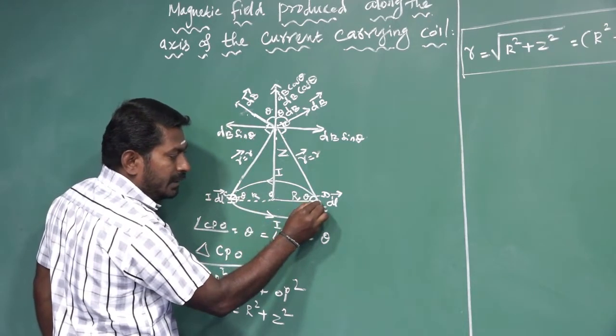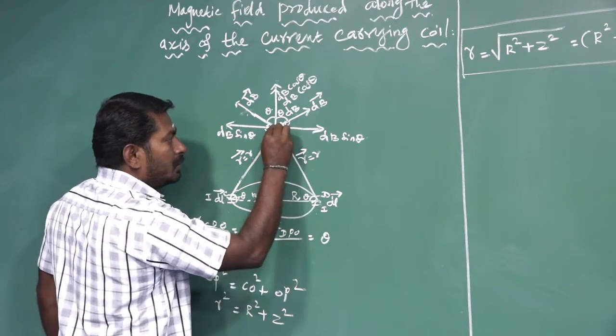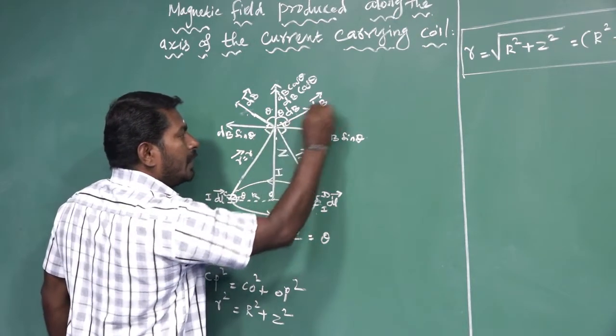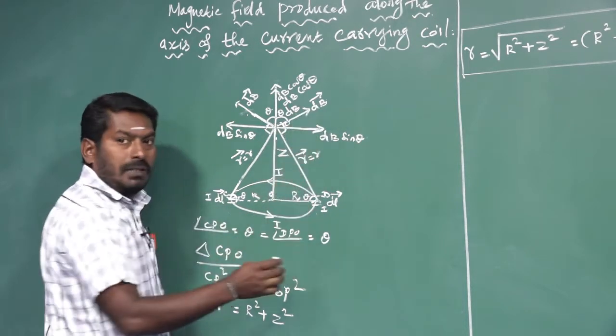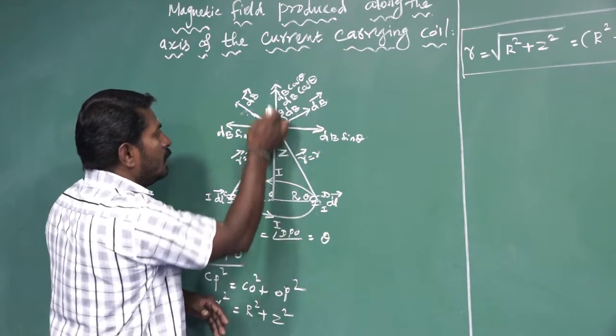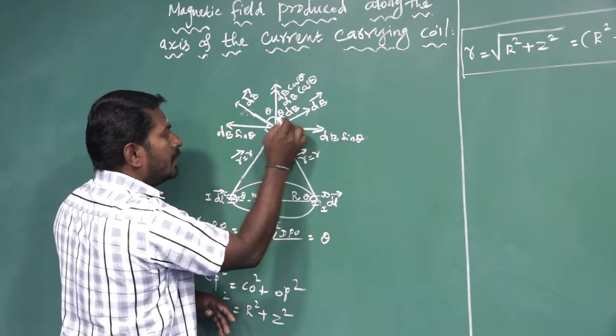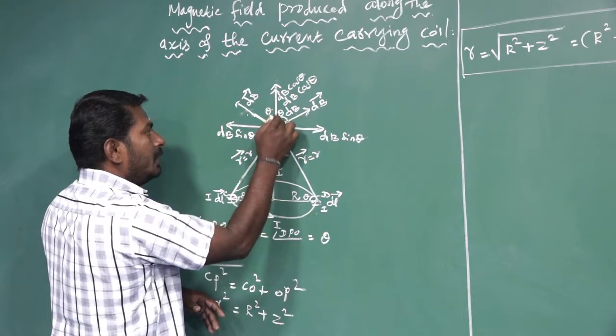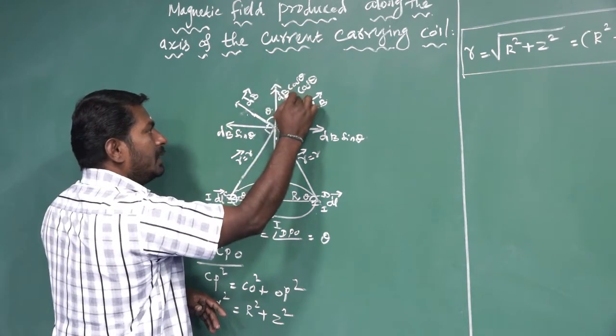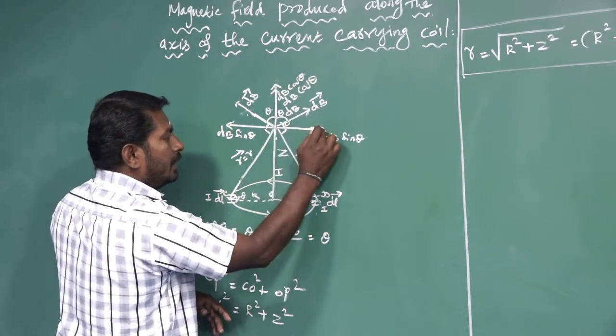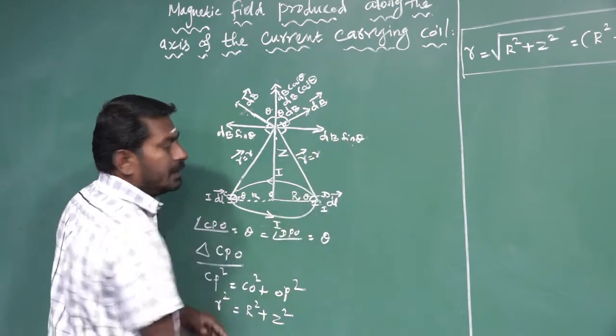Another current element at this point D also produces magnetic induction at this P point along this direction. It is essential to resolve it into two components. This dB vector makes the theta angle with this component. This component is dB cos theta. Another component is the sine component, dB sine theta.